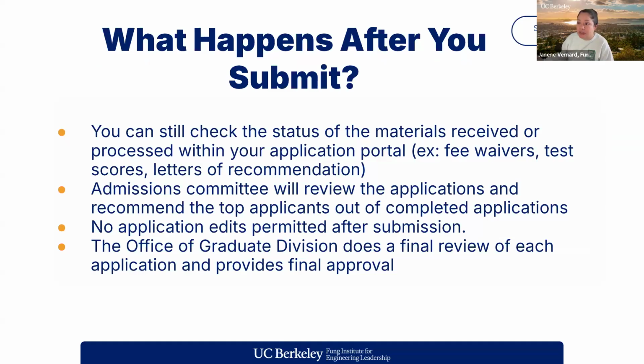And then what happens after you submit? The primary place where you should check your status is the application portal. That's where you'll see what's missing and what has been received. Fee waivers, have they been approved or not? Your test scores, have they come in? Letters of recommendation as well. If you know that you submitted your test scores but they're not showing, then there must be a mismatch with either your name, your date of birth, or your email. You would need to get in contact with us or with graduate admissions to get that manually merged.